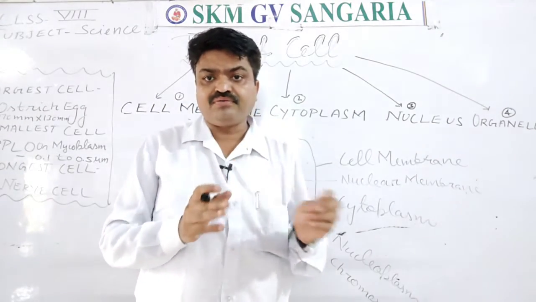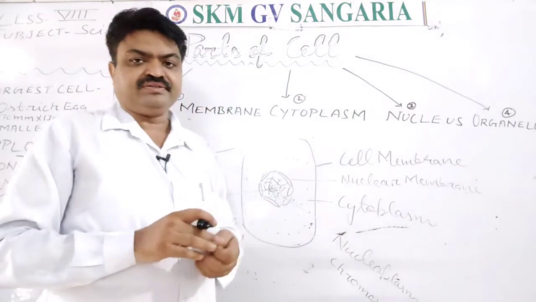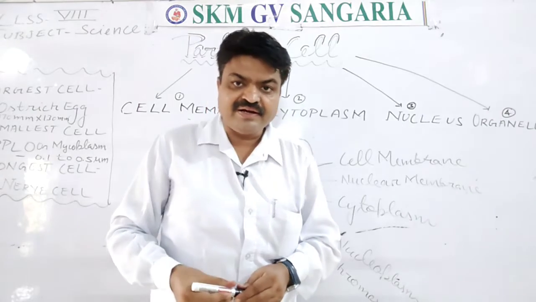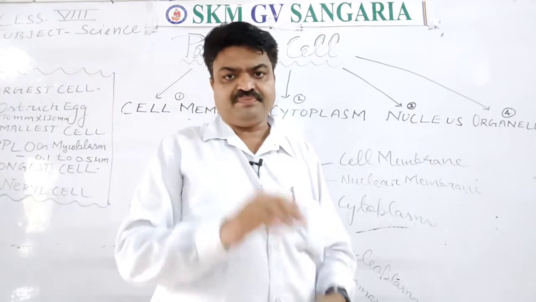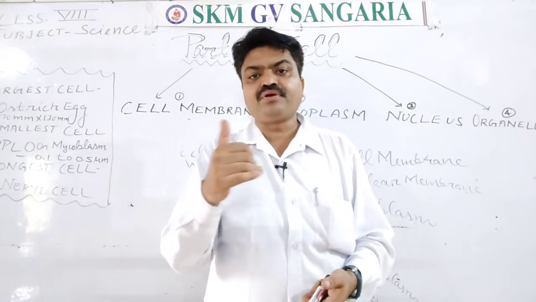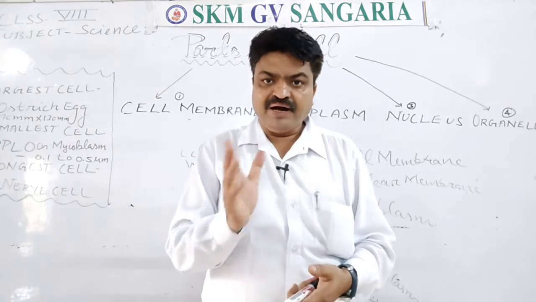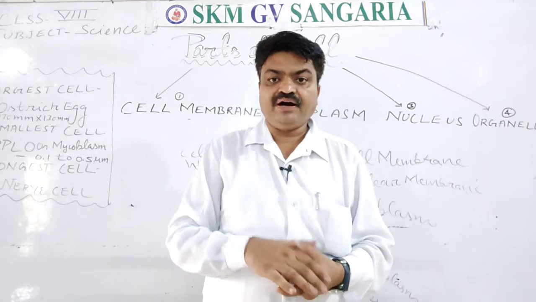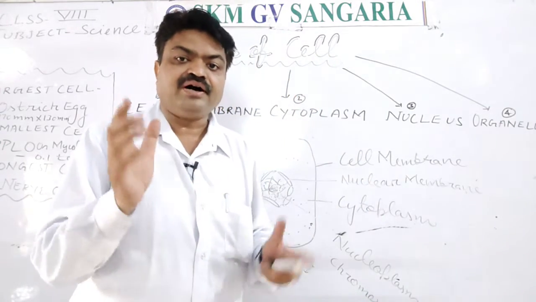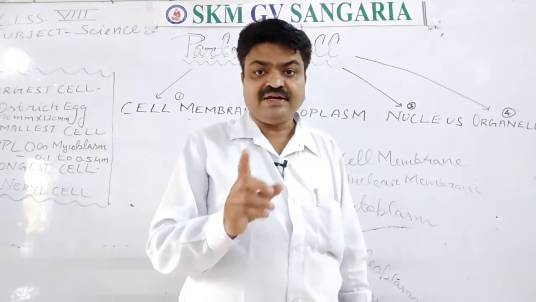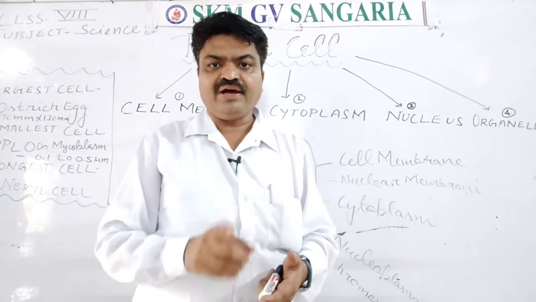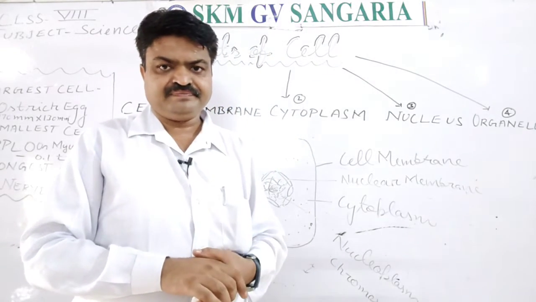Now according to the presence of the nucleus, we categorize the cell into two types. First is prokaryotic cell, second is eukaryotic cell. Plant cell and the animal cell are examples of eukaryotic cell, student. Now what are the eukaryotic cells? The cells that have a definite nucleus in them are known as eukaryotic cells.